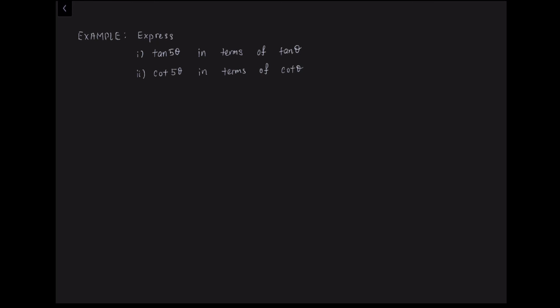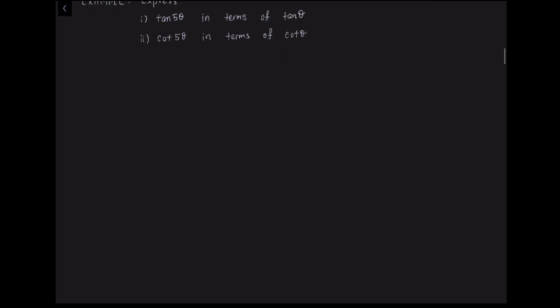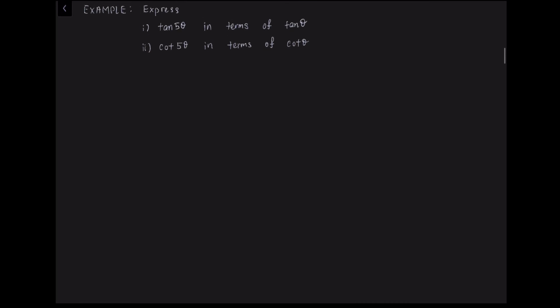In this example, we are going to express tangent 5 theta in terms of tangent theta and cotangent 5 theta in terms of cotangent theta. So what do we do first? We need both cos 5 theta and sine 5 theta. So what we do is we expand both. Using De Moivre's theorem first, we have (cos theta plus i sine theta) to the power of 5. And then we use the binomial theorem to expand this (c plus is) to the power of 5.